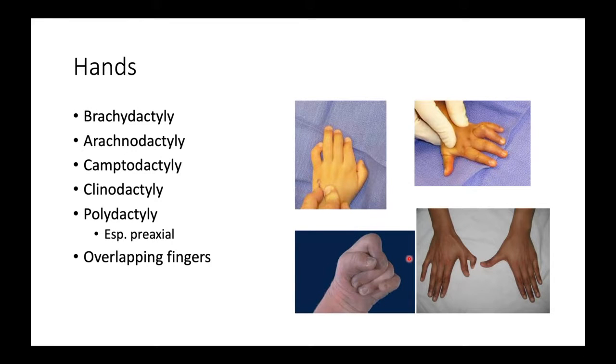As we said, the suffix for digits is dactyly. And so when we look at the hands, there are many abnormalities we may see. So here we have clinodactyly, which means incurvature of the fifth digit. Here we have a fixed flexion contracture of the digit, and this is called camptodactyly. Where the digits are short, this is called brachydactyly. Where they're excessively long, that's called arachnodactyly.